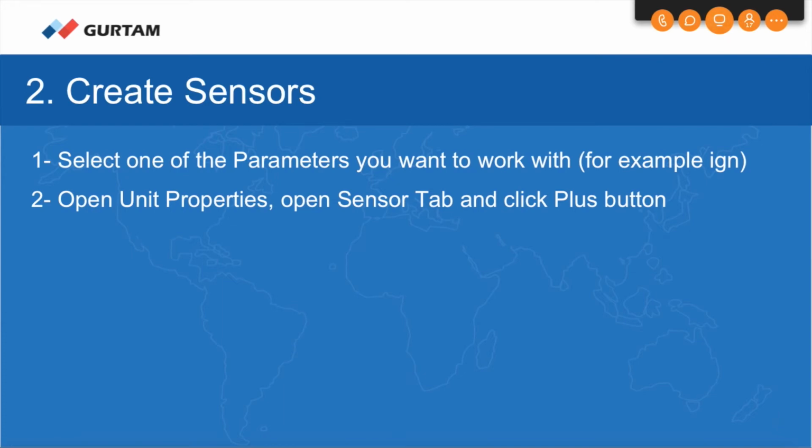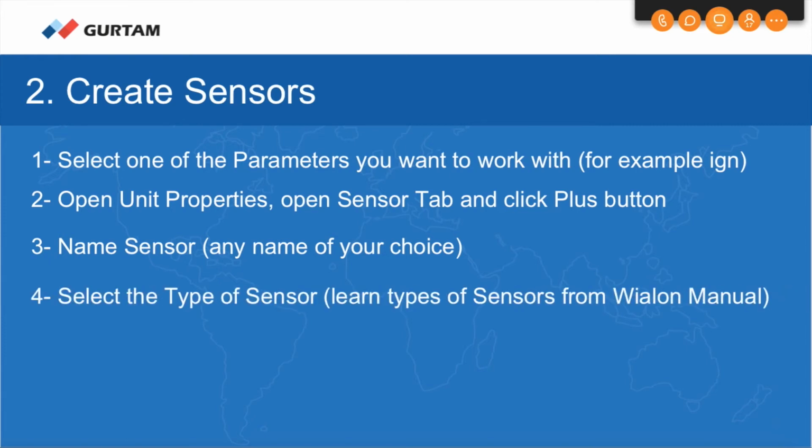So we did it already to check which data is forwarded by the device, remember? So it's an easy step. And then we will name the sensor, and you can use any name of your choice. Then we select the type of sensor. Here it's important to learn the types of sensors from the Wialon manual. So we'll talk a little bit about it, but I recommend you to read that page of the manual and be sure you understand which type of sensor should be selected.